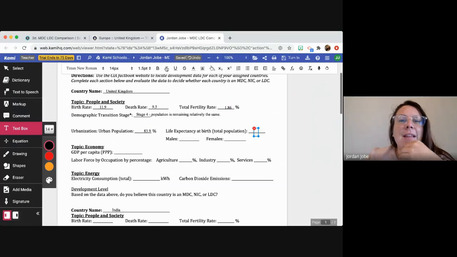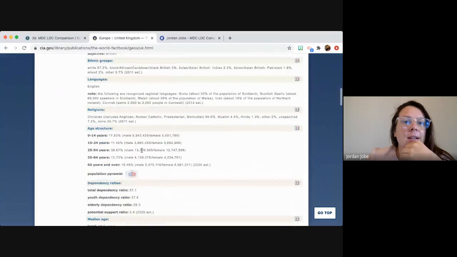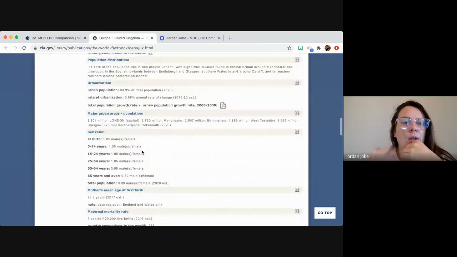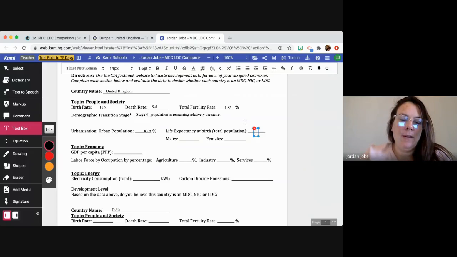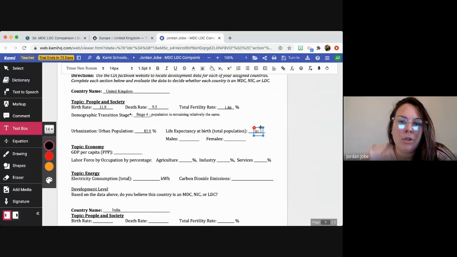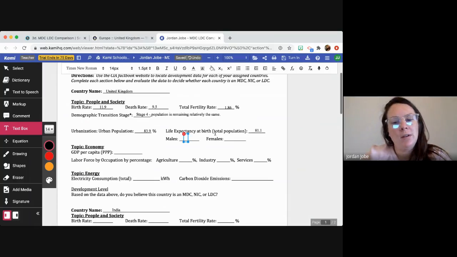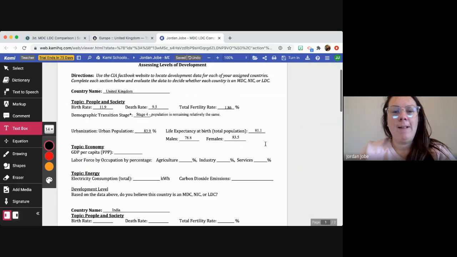Our next one is life expectancy at birth. So you get to scroll for a while. Life expectancy at birth. What's our total population life expectancy? 81.1. Okay, thank you much. What about our life expectancy for males? 78.8. What about our life expectancy for females? 83.5. Okay.